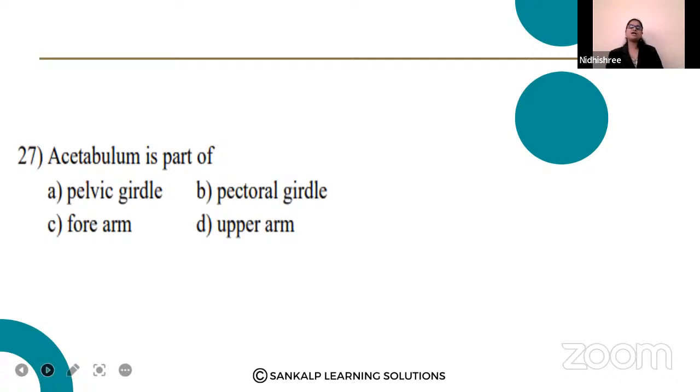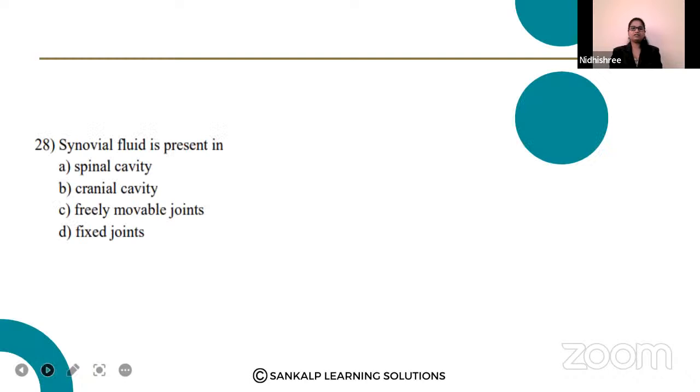Acetabulum is a part of. They are asking acetabulum is a part of which structure? Option A pelvic girdle, option B pectoral, option C forearm, option D upper arm. Ramesh, Lohit, Parvati, Amrita, Parvati option A, Amrita option D. Okay, let us check the answer. The right answer is option A, that is pelvic girdle.